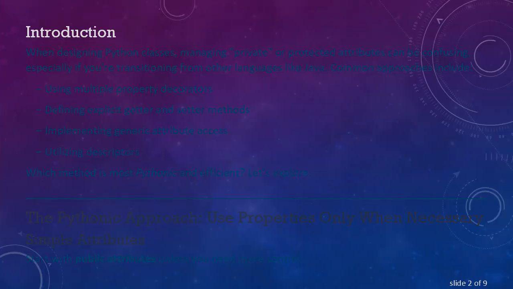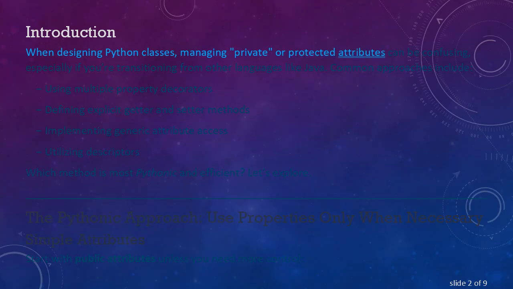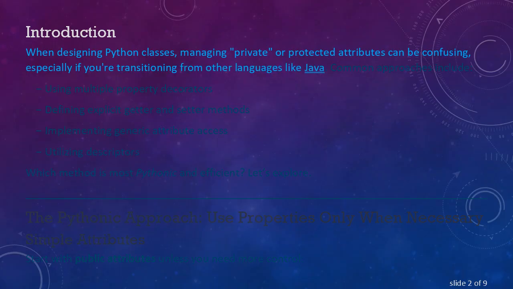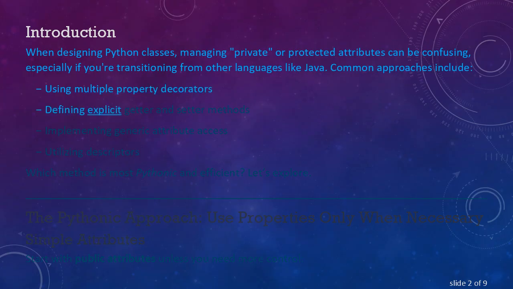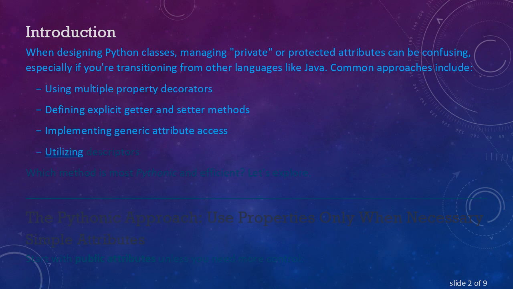Introduction. When designing Python classes, managing private or protected attributes can be confusing, especially if you're transitioning from other languages like Java. Common approaches include using multiple property decorators, defining explicit getter and setter methods, implementing generic attribute access, and utilizing descriptors. Which method is most Pythonic and efficient? Let's explore.